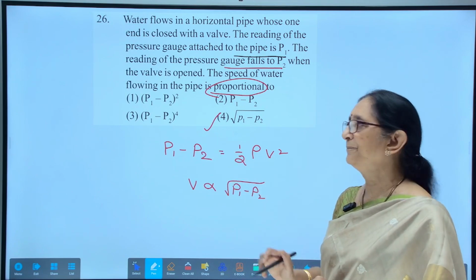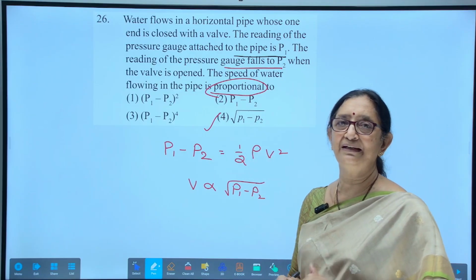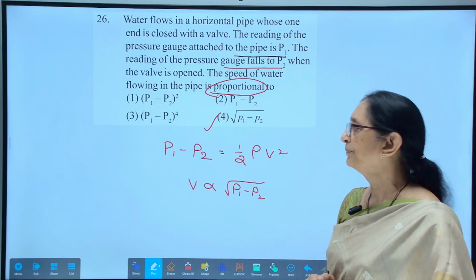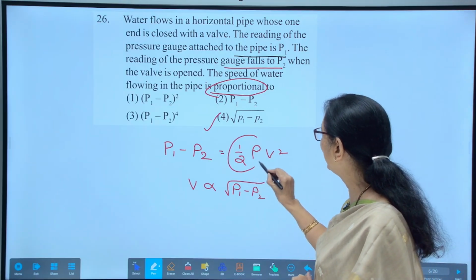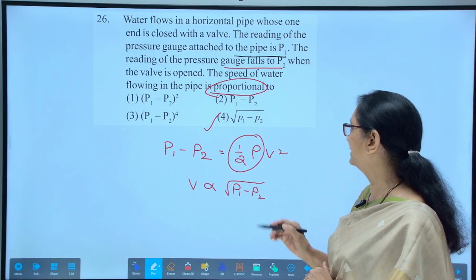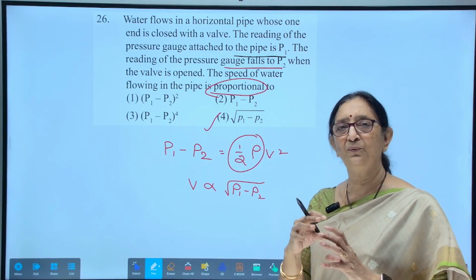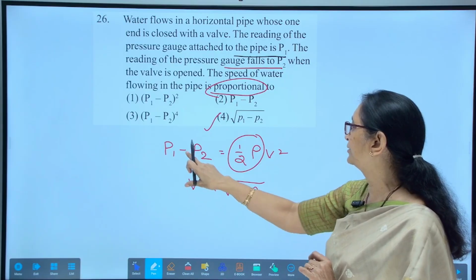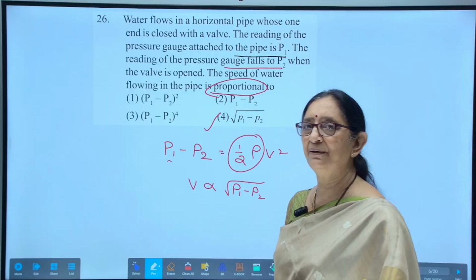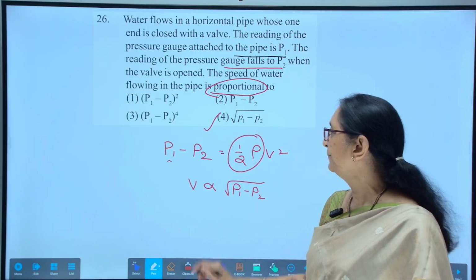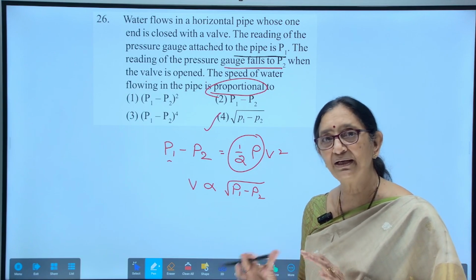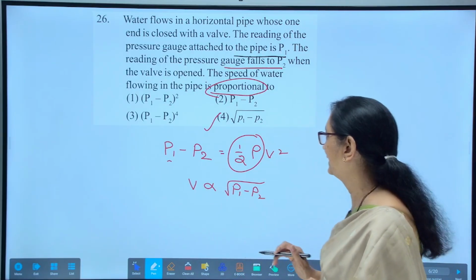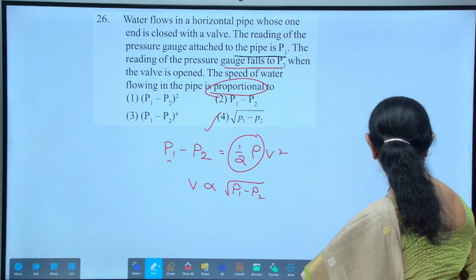From Bernoulli's theorem, lost pressure energy will be converted into kinetic energy, from which P1 minus P2 is equal to half rho V square. So, as the same liquid is considered, half rho is constant. So, the velocity with which water comes out of the pipe when the valve is opened is proportional to P1 minus P2. P1 is the pressure measured with the gauge when the valve is closed. P2 is the pressure measured when the valve is open. So, P1 minus P2 is half rho V square, which says V is proportional to root of P1 minus P2. Fourth option is true.